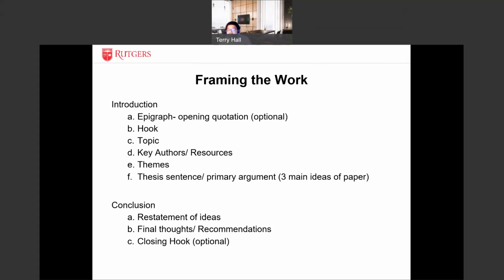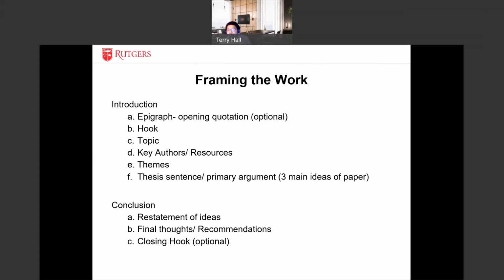Further, we want to establish themes that are going to run throughout the work, and we want to establish a thesis sentence or primary argument that really focuses on the core ideas of the paper. From the 5-paragraph essay structure, we use 3 main ideas, but these 3 ideas may actually expand into sections of the paper rather than individual paragraphs.